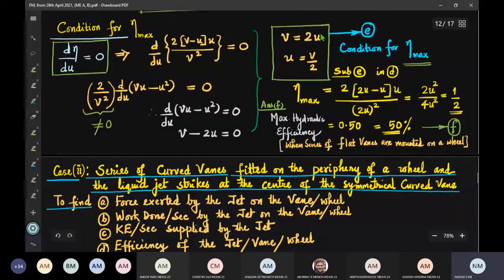When this condition is fulfilled, then you'll get maximum hydraulic efficiency from this power extraction process.